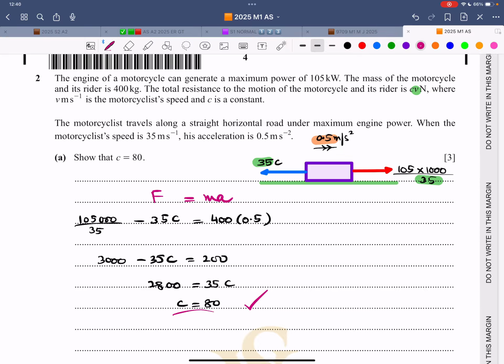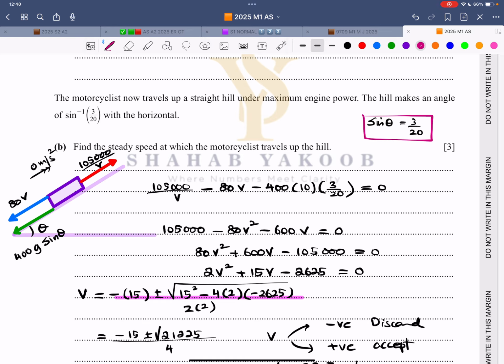Now it's going up the hill. Now first thing first, sine of theta is 3 over 20. Sine inverse of 3 over 20 means that is the angle. So if I write theta, that is sine inverse of 3 over 20. In other words, sine theta is 3 over 20. No need to use the calculator as such.